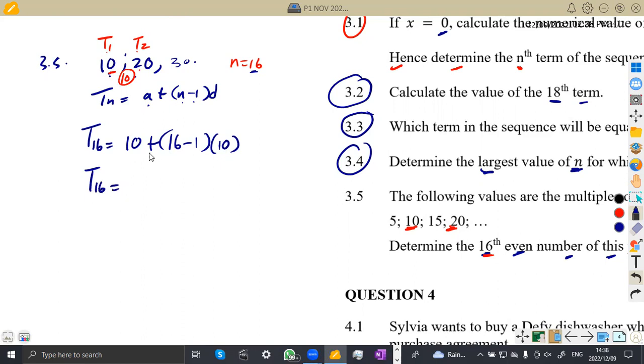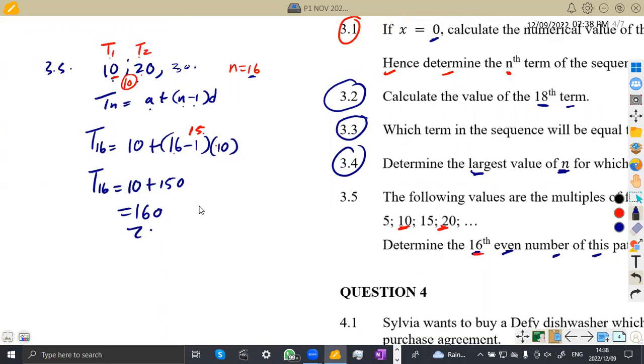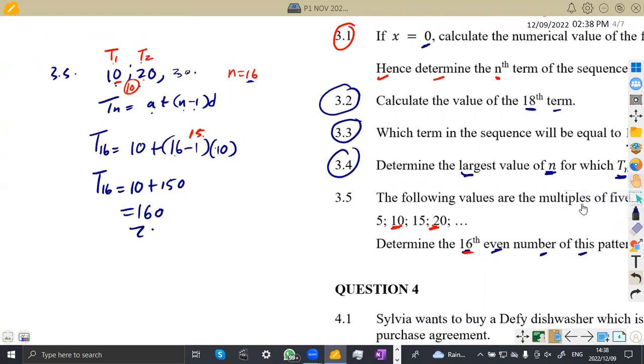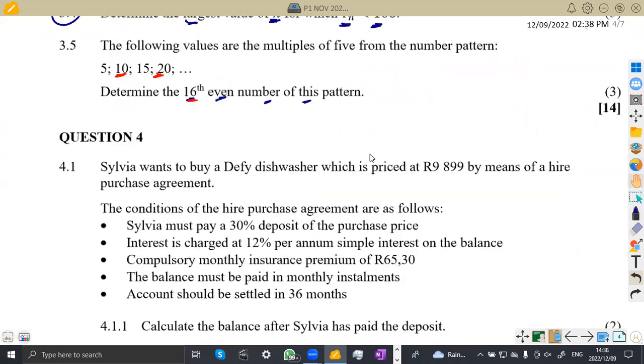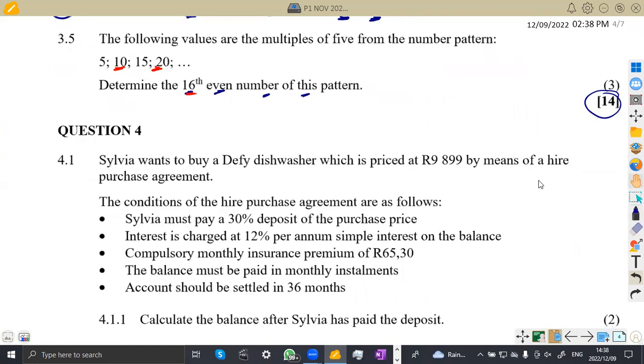Okay, so T16 is equal to 10 plus 16 minus 1, that's 15, and 15 times 10, that is 150. So if we add this, we are going to obtain 160. So that's our T16 if we are dealing with the even terms only. So that was our question 3, having a total of 14 marks, which is a lot.